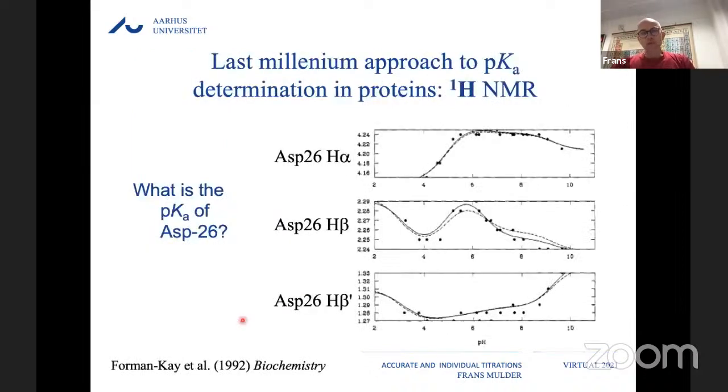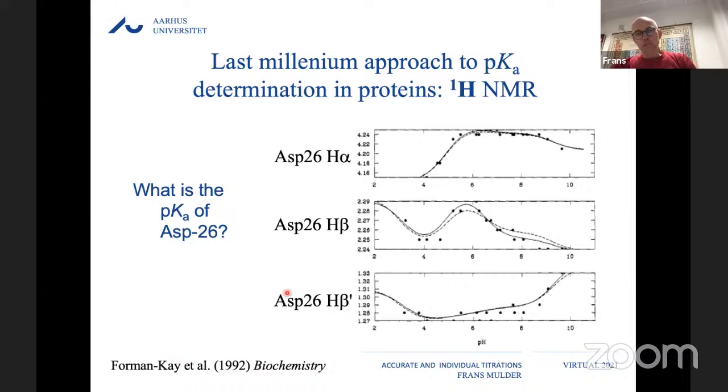Now, the problem is that all of this was initially developed by proton NMR. And proton NMR has the advantage that it is very sensitive, but it does have another disadvantage, which is that protons are very sensitive to many things. And I often show this slide to the students where I say, okay, we have aspartate 26 in this protein. If I'm not mistaken, this was thioredoxin. This is work from Julie Forman-Kay from the last millennium.